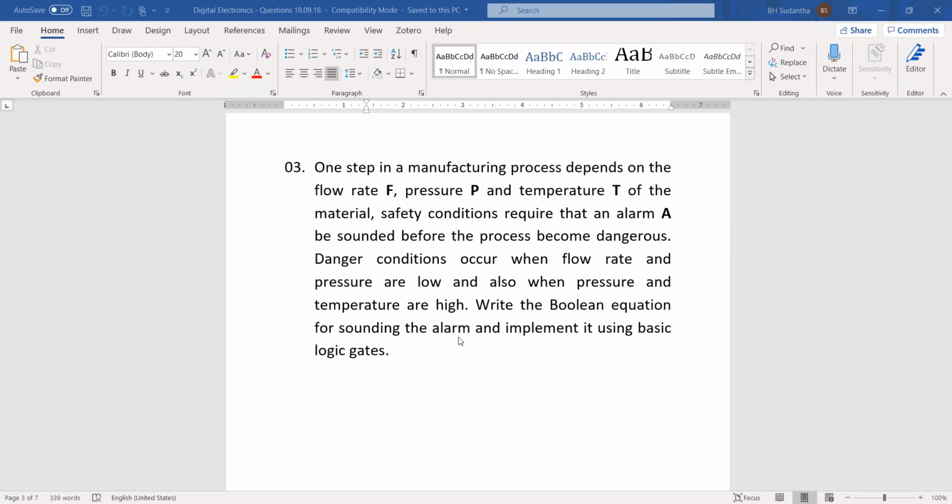Here you can see flow rate and pressure are low is the first condition, but they don't talk about temperature. We don't care about temperature, but flow rate and pressure are the important points. If those parameters are low, then we have to turn on the alarm. In the second condition we consider pressure and temperature, but we don't consider flow rate. Then you should be able to tackle this.